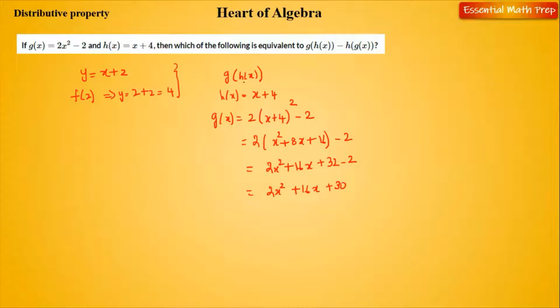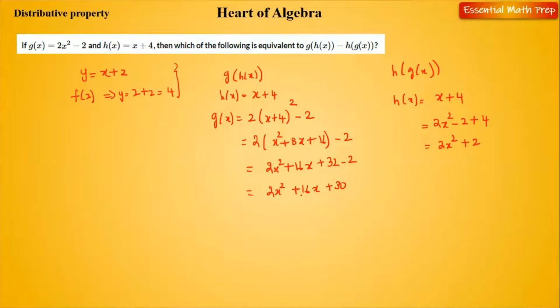That's the first part of it. Let's do the other way around. h of g of x, which means we take the g of x expression and put it into the h expression, which means we take h of x equals x plus 4, right? We know g of x is 2x squared minus 2. So we substitute this 2x squared minus 2 plus 4, which is 2x squared plus 2, right? We have essentially substituted the x with the 2x squared minus 2.